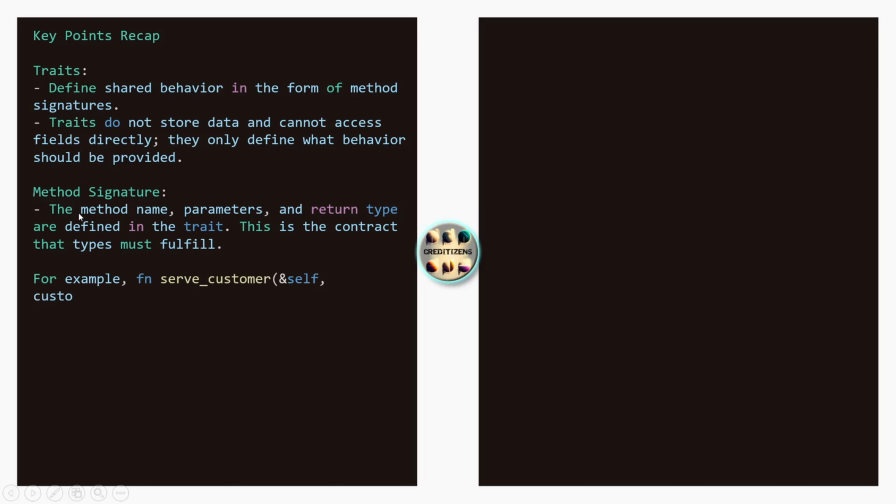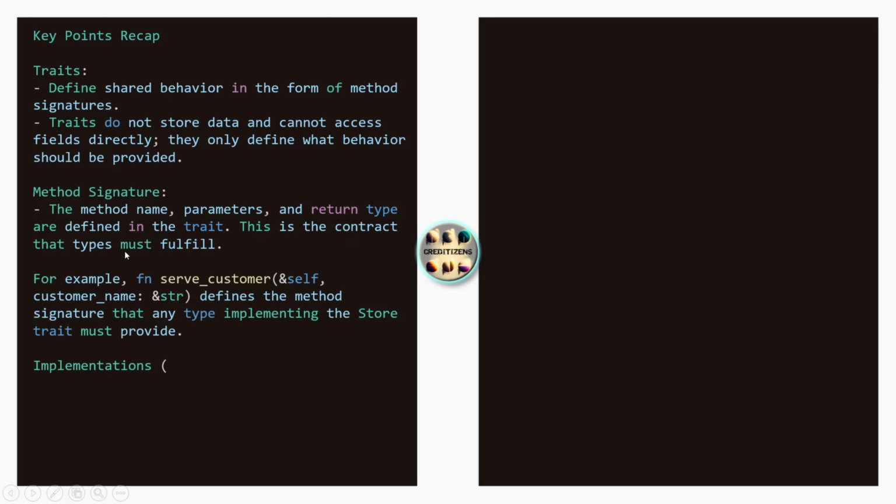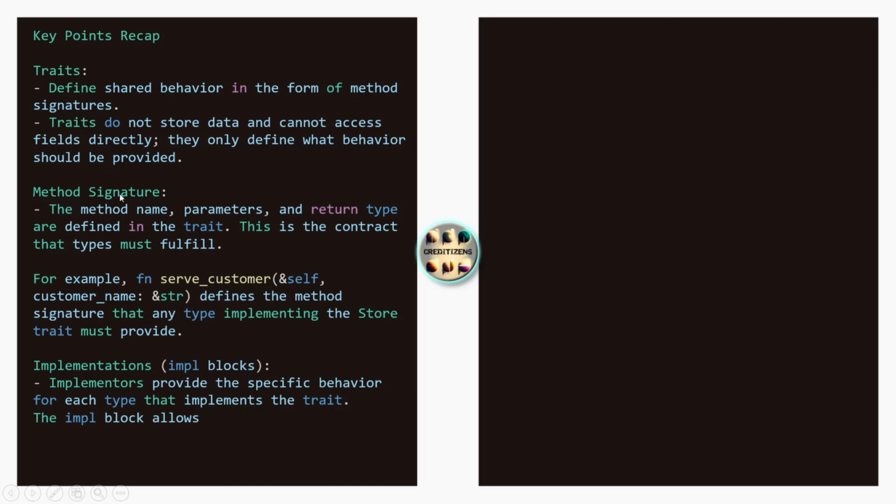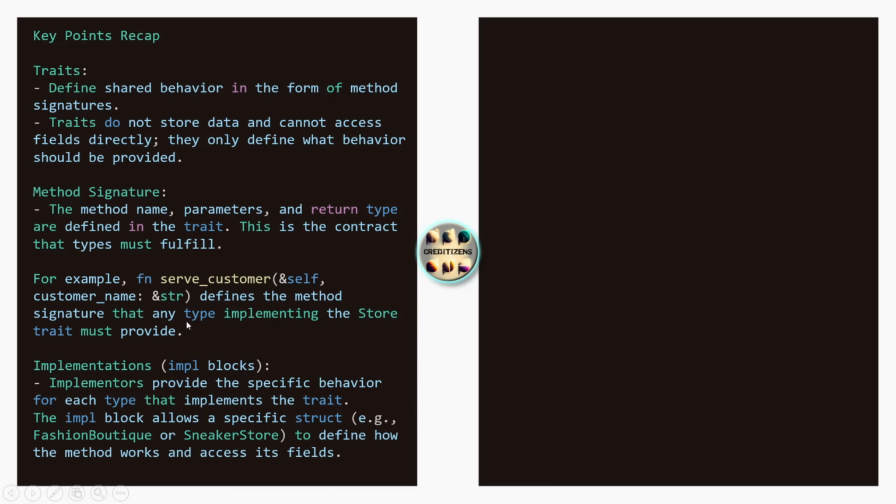Talking about that signature, the method name, parameters, and return type also, are defined in the trait. This is the contract that types must fulfill. When we say types here, it's for example structs. It's a custom type. When we implement it, it has to follow that contract, that function signature. For example, the function serve customer: this signature defines the method signature that any type implementing the store trait must provide. So if any custom type wants to implement the store trait, it must follow this signature to serve customers, for example for the stores.